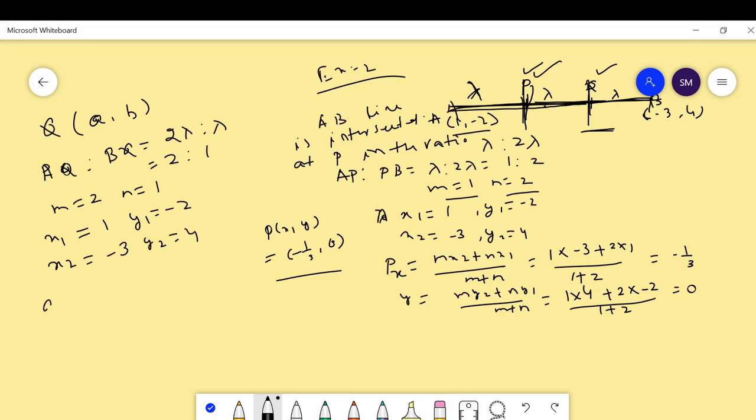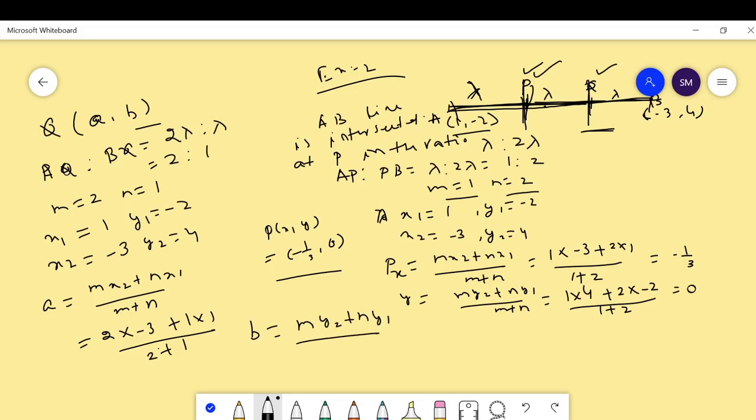Then here the x coordinate is equal to (m x2 plus n x1) upon (m plus n), which is equal to 2 into minus 3 plus 1 into 1 upon 2 plus 1. And the y coordinate is equal to (m y2 plus n y1) upon (m plus n), which is equal to 2 into 4 plus 1 into minus 2 upon 2 plus 1. By solving this, we get minus 5 upon 3 and this is 2.